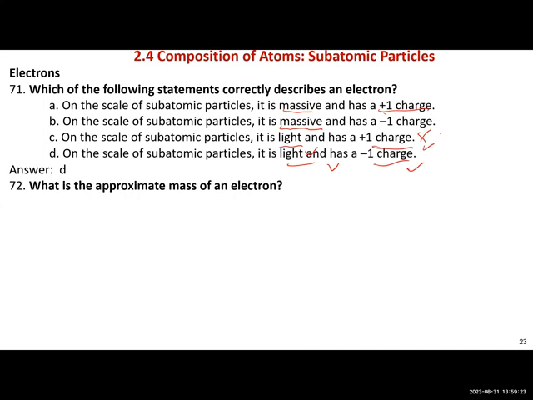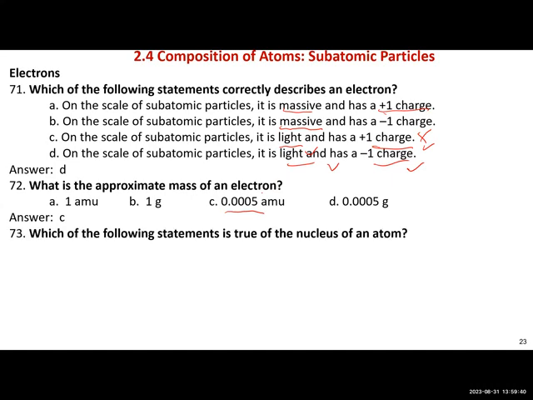What is the approximate mass of an electron? On the table, we had this value. So it's very small. Therefore, answer is C.